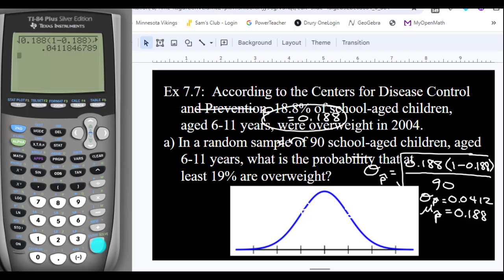If we're looking at our picture, remember what that means. Since I don't have much space at the bottom, I'll just write it here at the top. Our mean is 0.188. And then if we add that standard deviation, 0.188 plus 0.0412, I'm just going to go 3 decimal places here, we get 0.229.